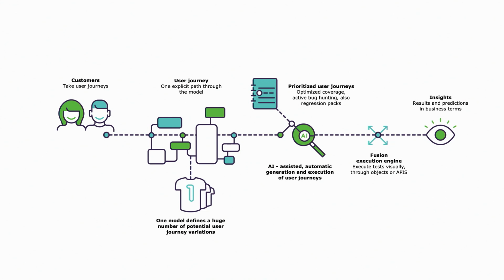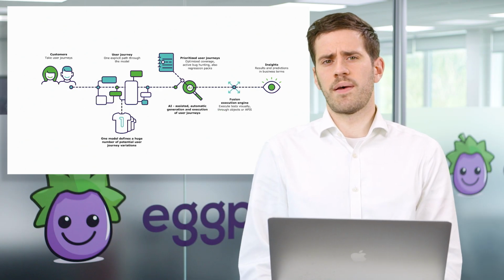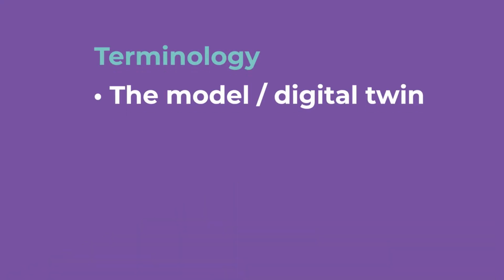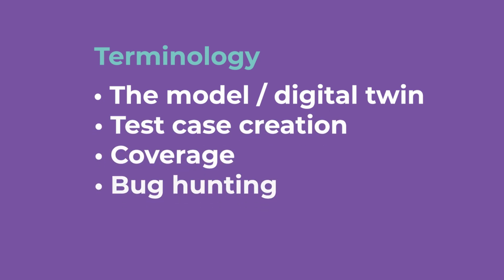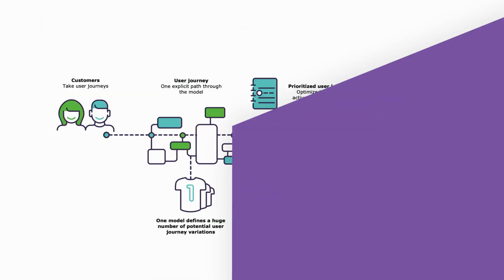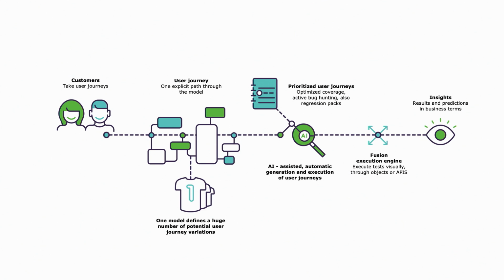And as for quality, I'm going to take you through a few processes that make agile testing concepts so much easier by explaining terminology such as the model or the digital twin, test case creation, coverage, and bug hunting, all with the aim of delivering a frictionless digital experience. Let's begin with our digital journey with Eggplant.